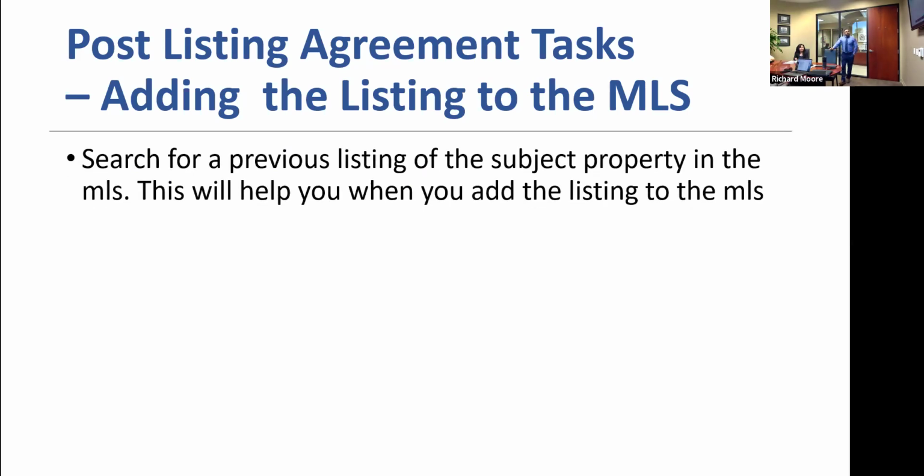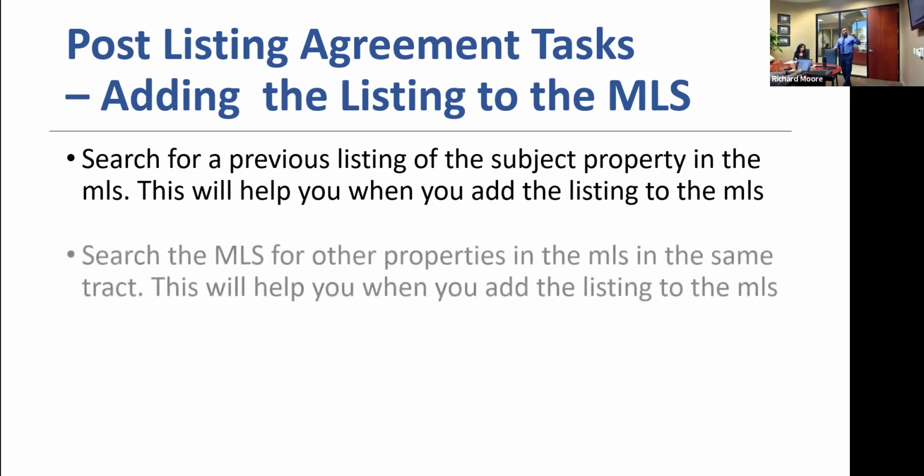So what else are we doing here? We're gonna search previous listings of the subject property, so look on the MLS to see if this listing has been listed before. This property's been listed before with another agent. So maybe when this owner bought the house, it was listed in the MLS. So there's gotta be a history of it in the MLS. And this is gonna help you, I don't know if I have this in here.